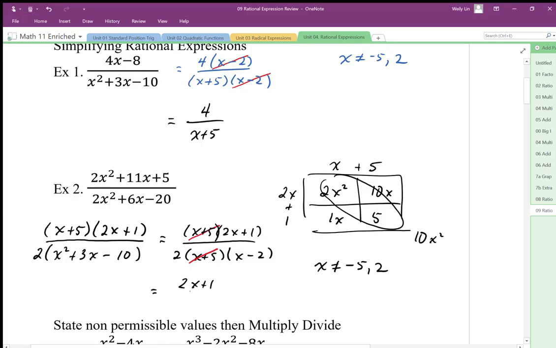2x plus 1 on top, 2 times x minus 2. Don't cancel these out. Again, remember that 2 is not part of a factor. The whole thing now represents a factor.